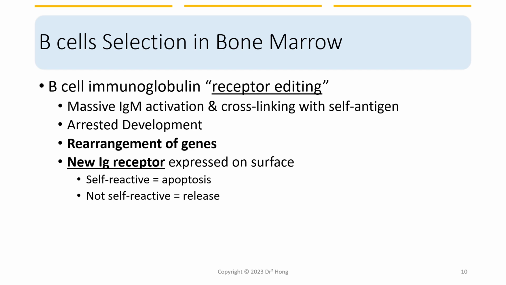Rearrangement is successful and generates non-self-reactive immunoglobulin receptors. The B cell continues its development, or if no rearrangements are possible and the Ig receptor is still self-reactive, the B cell will undergo apoptosis. So in other words, B cells do get a couple of chances before they are programmed to have cell death.